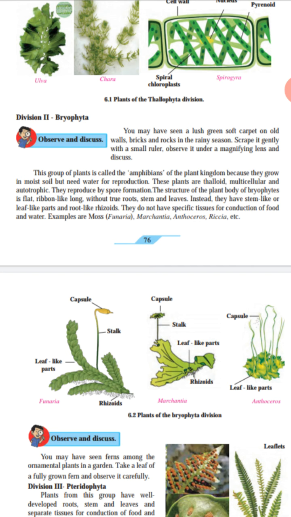The structure of the plant body of bryophytes is a flat, ribbon-like thallus without true roots, stem and leaves. Instead, they have stem-like or leaf-like parts and root-like rhizoids.